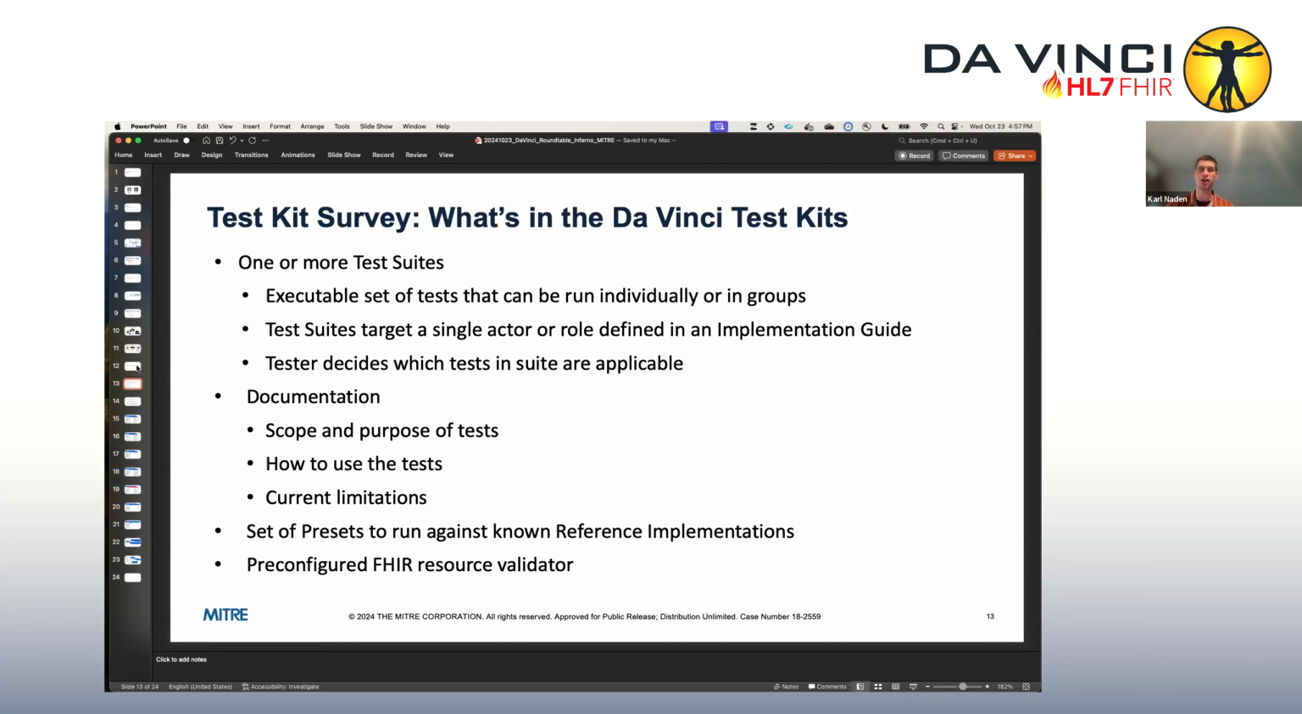Additionally, we have documentation about the scope and purpose of the tests, how to use the tests, and current limitations. Again, since all of these are still low maturity and developing, we want to be clear about what the tests do and what they don't do yet. And we have a set of presets to run against known reference implementations. And the test kits also come with a pre-configured FHIR resource validator that it uses to validate instances and that can also be accessed externally.